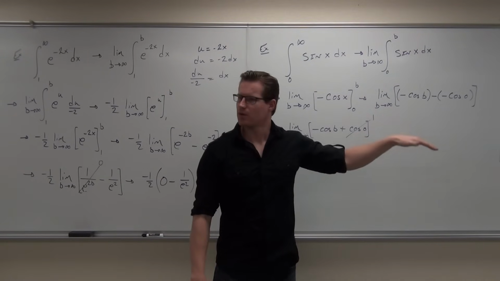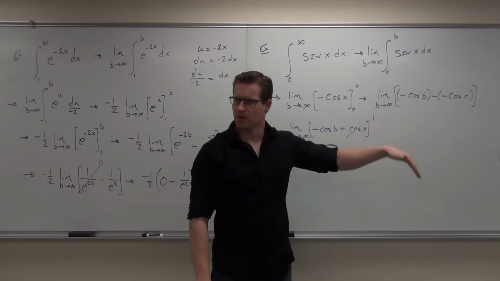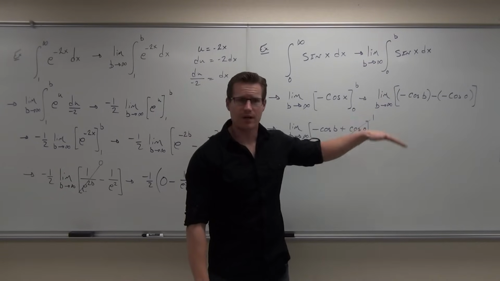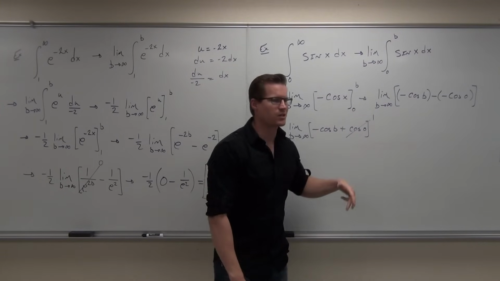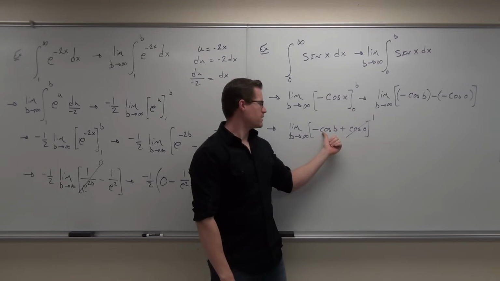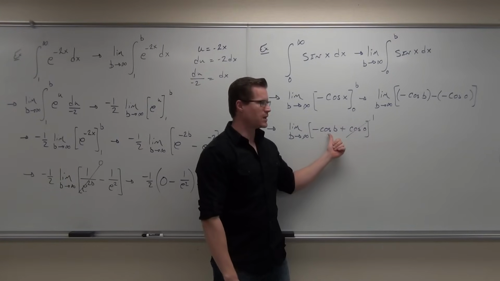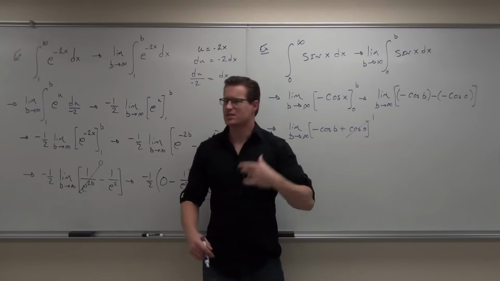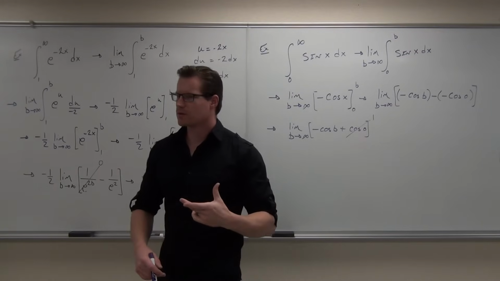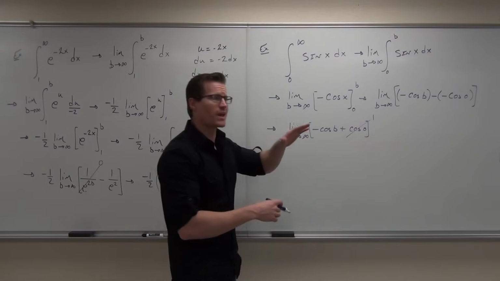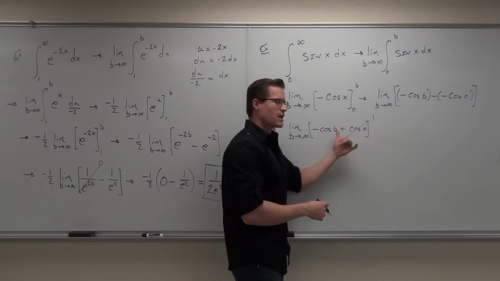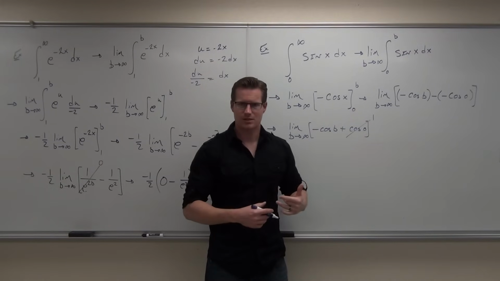Does it ever go to a number? No. It's going to go up and down and up, forever and ever, correct? So my question is, as b approaches infinity, does cosine b ever go to a single number? No. It goes through lots of numbers, from a range of negative 1 to 1. So if it doesn't ever go to a number, does the limit exist?